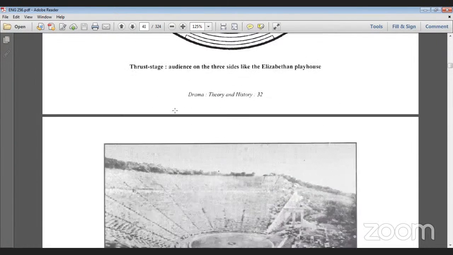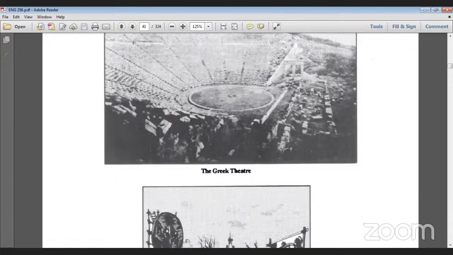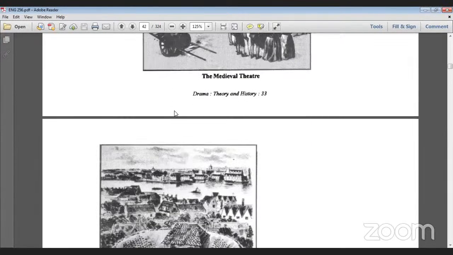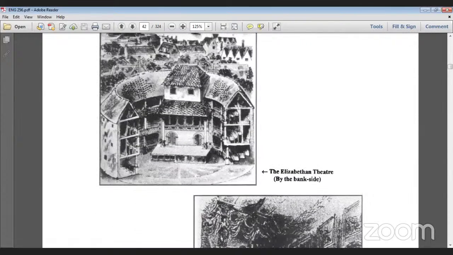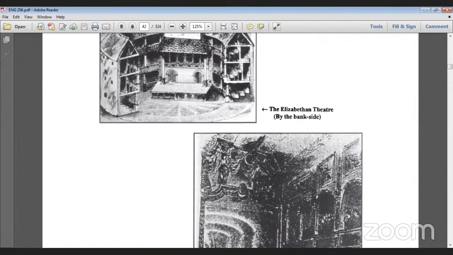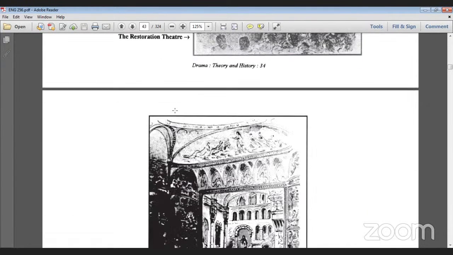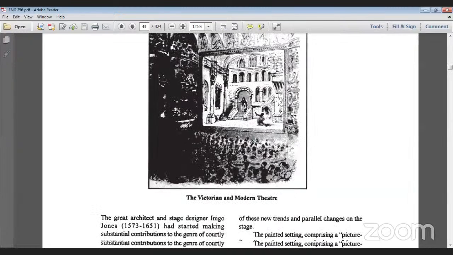backstage, they have explained how it is a backstage, a Greek theater, as we see a middle circle and then there the 1, 2, 3 parts. This is the Greek stage, you can see the picture. Okay, then the medieval theater, and then the Elizabethan theater, and then the restoration theater. Okay, then the Victorian and the modern theater. These are, in modern times, the theater built in that form.